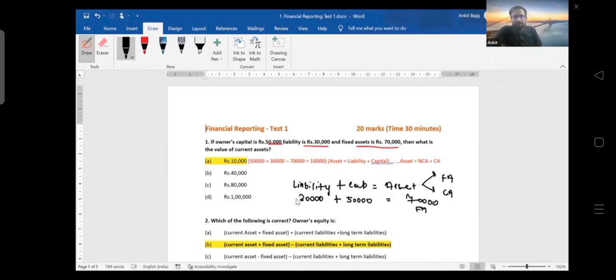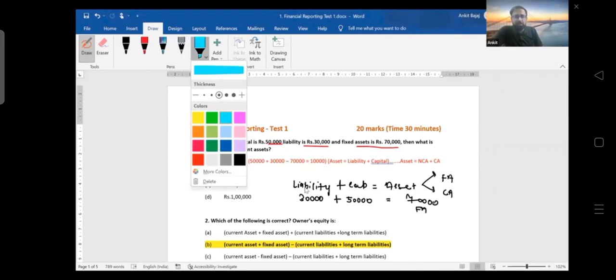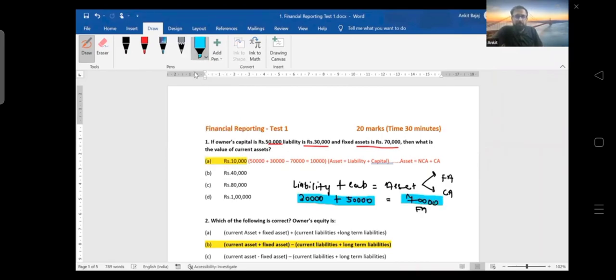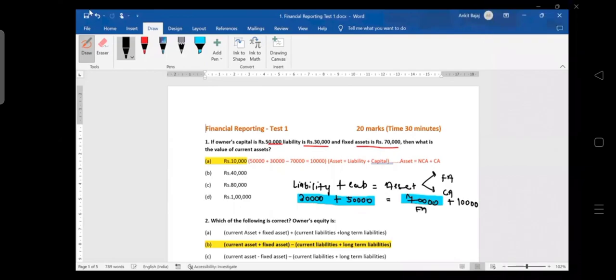So here the total is 80,000 if you do the total of the liability and capital side. But if you do the total of asset, it is 70,000, right? So the difference of 10,000 is going to be your current assets, right? The difference of 10,000 is the amount of current asset, right?